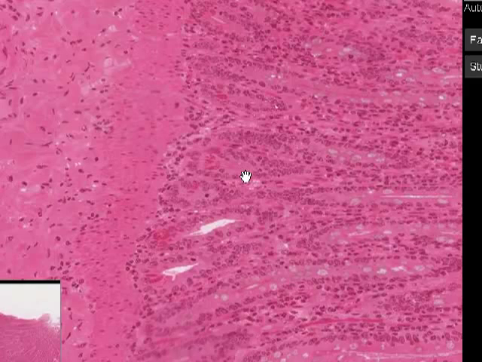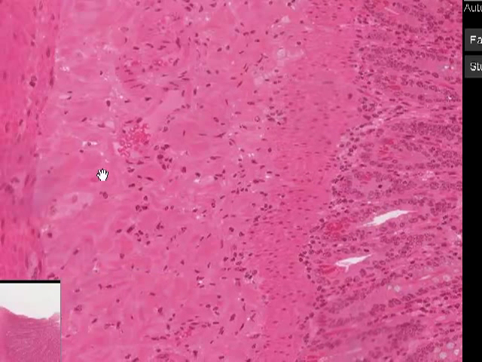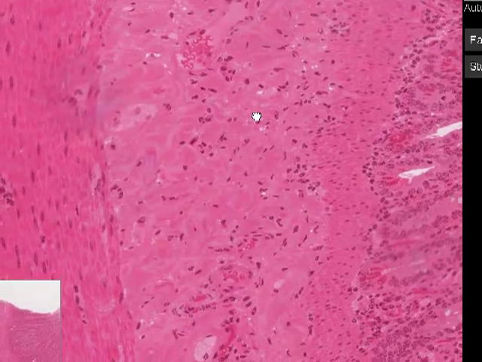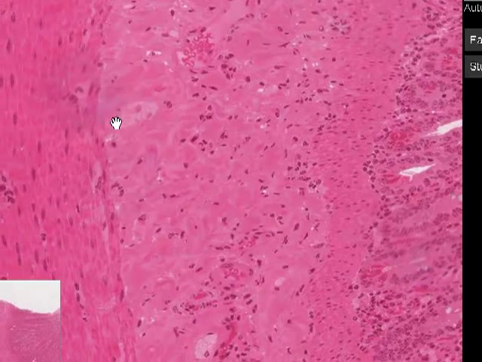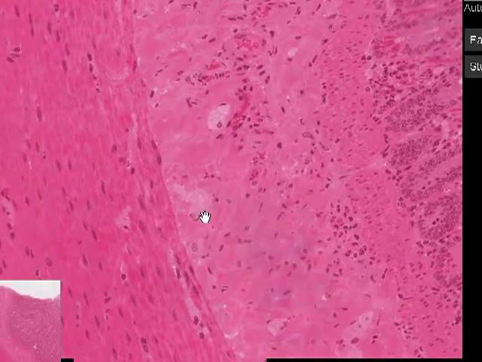Here's the muscularis mucosa underneath the mucosa. Here we're into the submucosa, so submucosal connective tissue. You can see in a section like this it looks like pretty dense connective tissue. This structure here is probably a little bit of submucosal plexus with a couple of neurons involved here, maybe another neuron involved here in submucosal plexus.